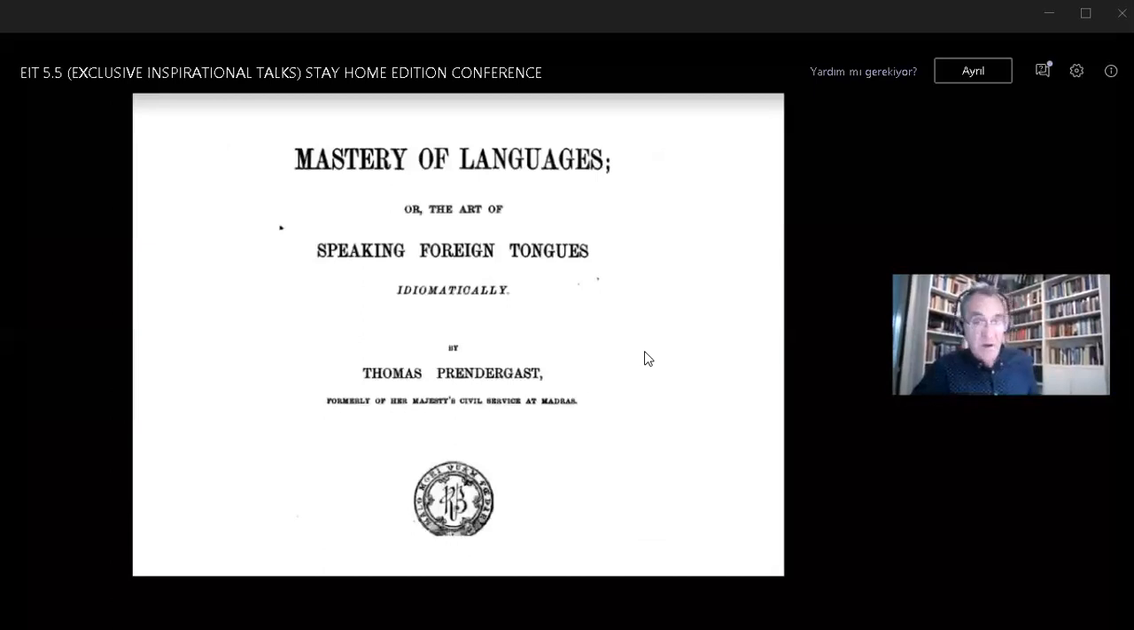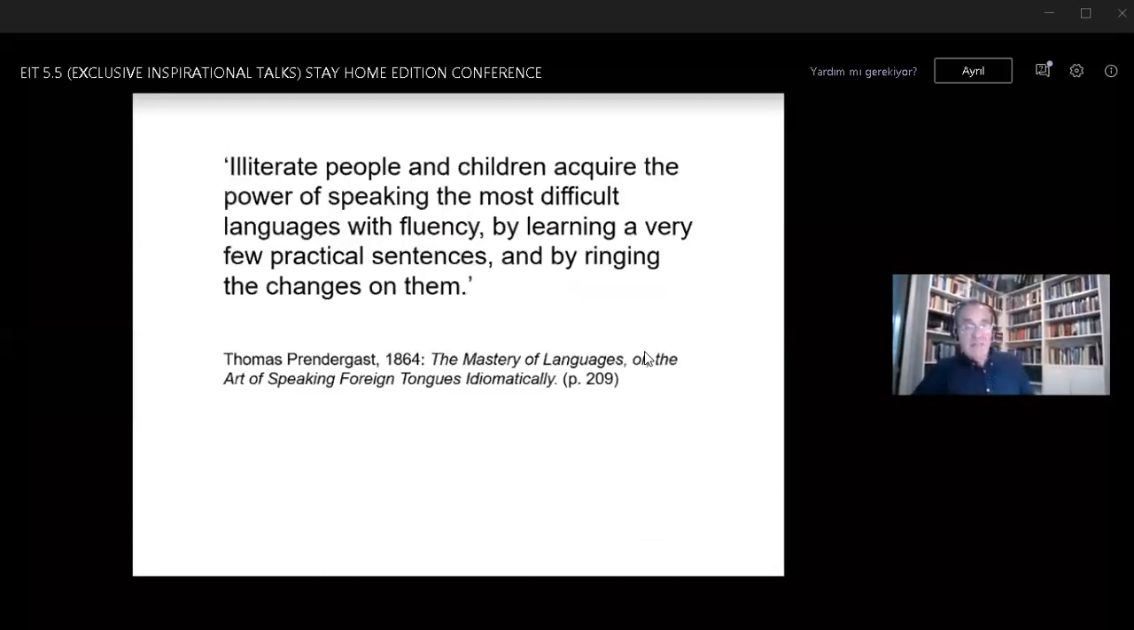He wrote a book called Mastery of Languages, and in that book he said things like, illiterate people who can't read or write, and children who can't read and write, acquire the power of speaking with fluency, and they acquire second languages as well as first languages.